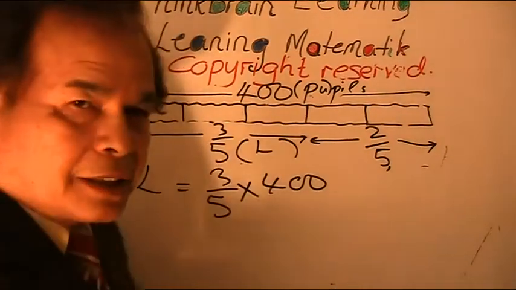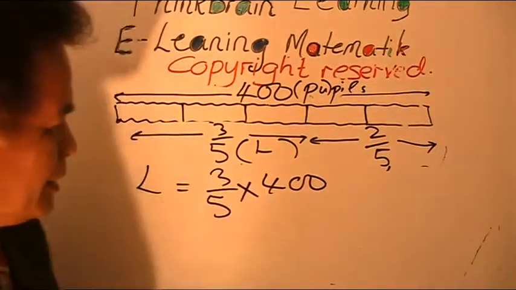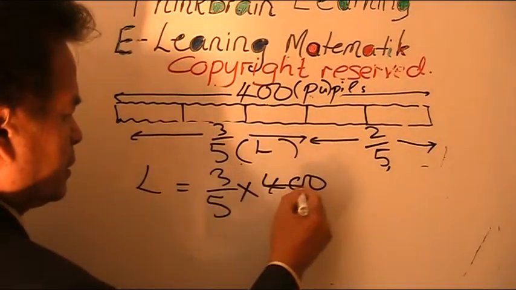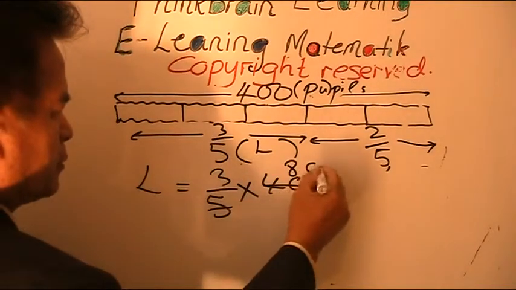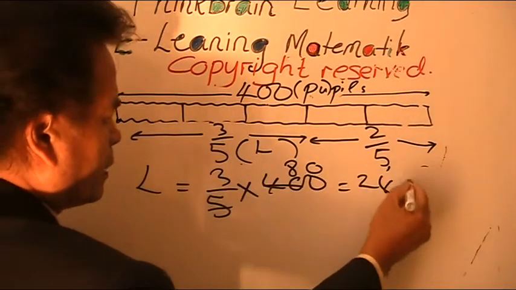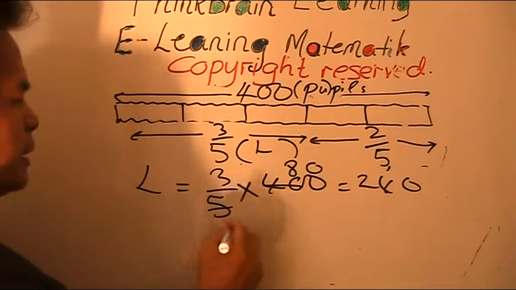Is there anybody who did it this way? And then you take 40 divided by 5, you get 80, so you get 240. And then you get the girls.